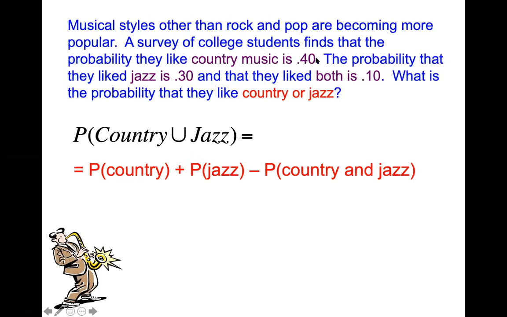In this case, they give us all those numbers. The probability of country music is 0.4, jazz is 0.3, and the probability they like both is 0.1. So 0.4 plus 0.3 minus 0.1 gets you 0.6. So there's a 60% chance that somebody likes country or jazz. Questions on this one?